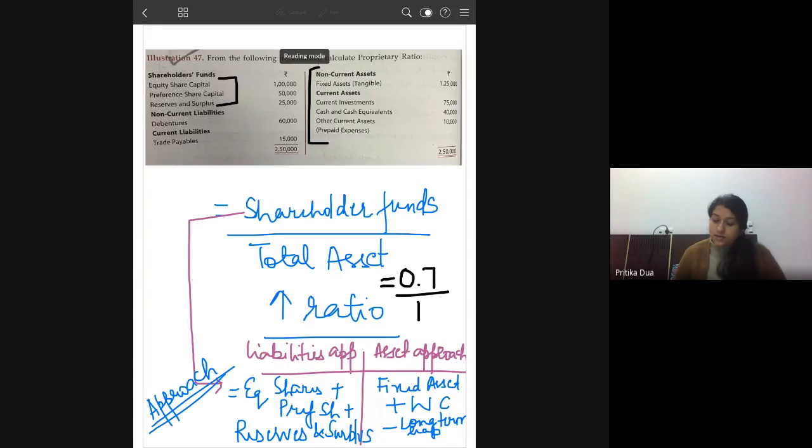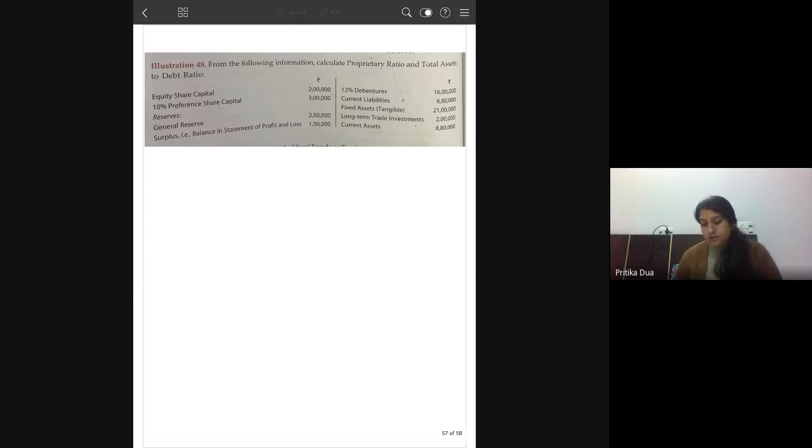So one last question for the day. Here you have to calculate two ratios, the proprietary ratio and the total asset to debt ratio. Start solving. I'll also start with your attendance by that time.